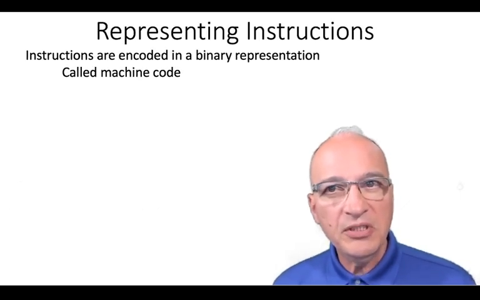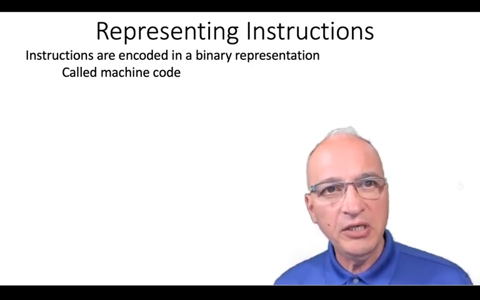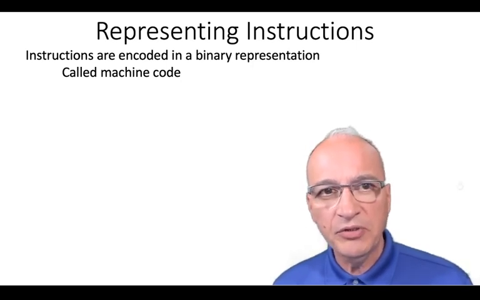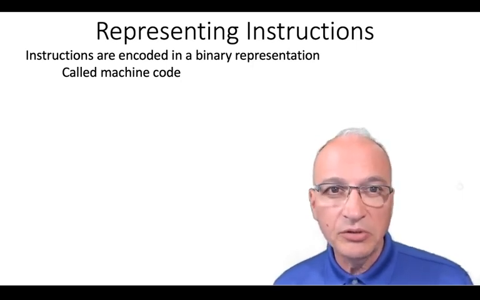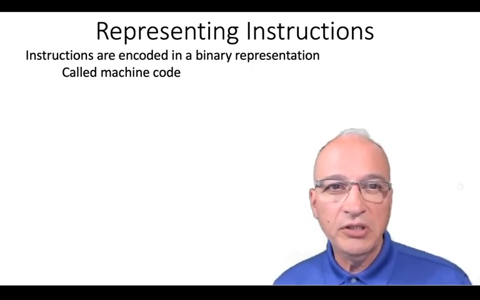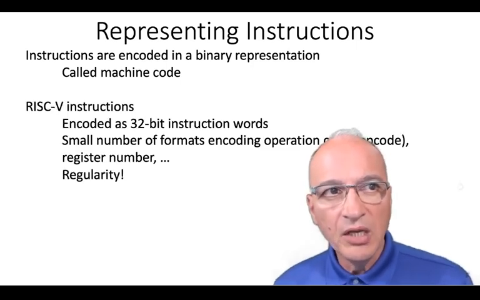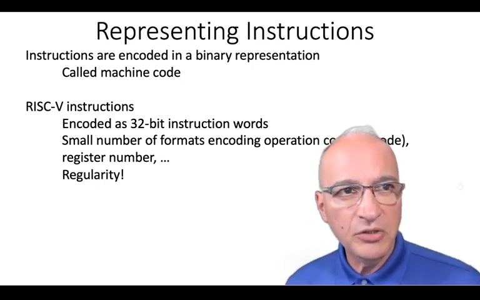So when we represent instructions, they are the code for the machine and they are encoded in binary representation. That binary representation of the instruction is called machine code. This is in contrast with assembly code, that's something that is usually manipulated by humans. In RISC-V, the instructions are encoded in 32-bit instruction words.